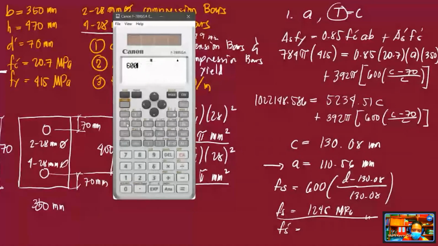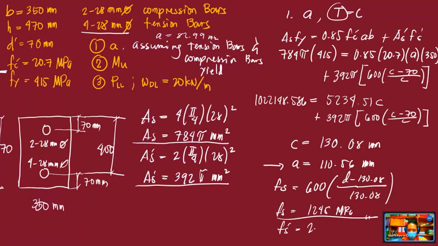Now for Fs prime, we can go directly: 600 multiplied by C minus D prime, di ba? Your C is 130.08 minus D prime, which is 70, all over 130.08. The answer is 277.12. So the compression bar does not use all of its capacity of 450.